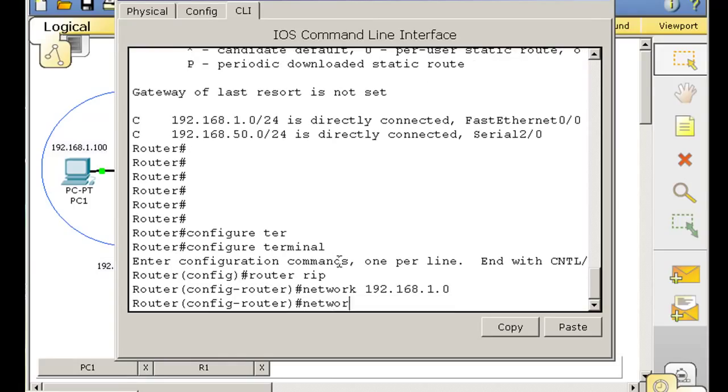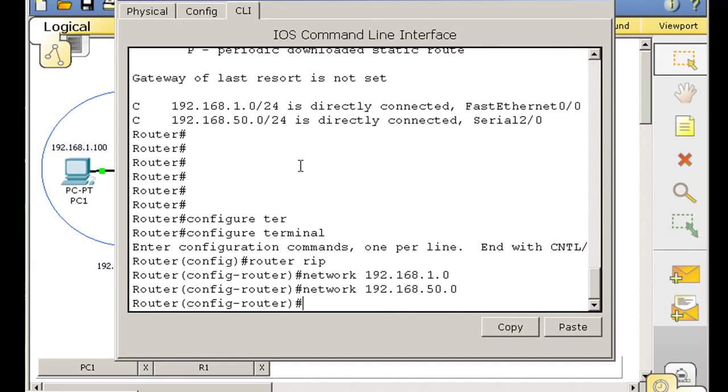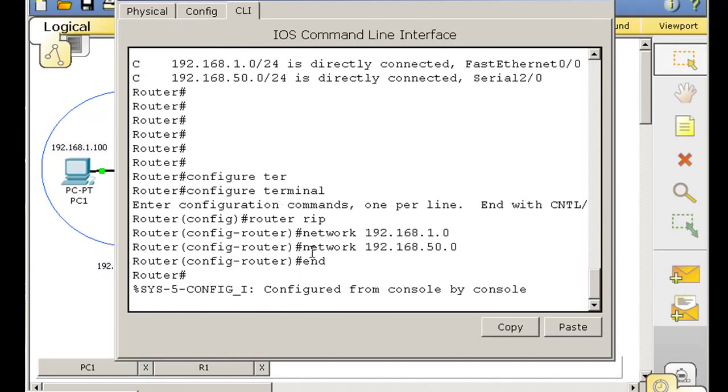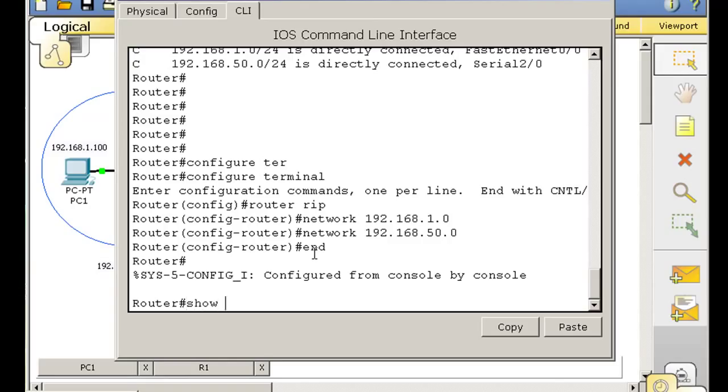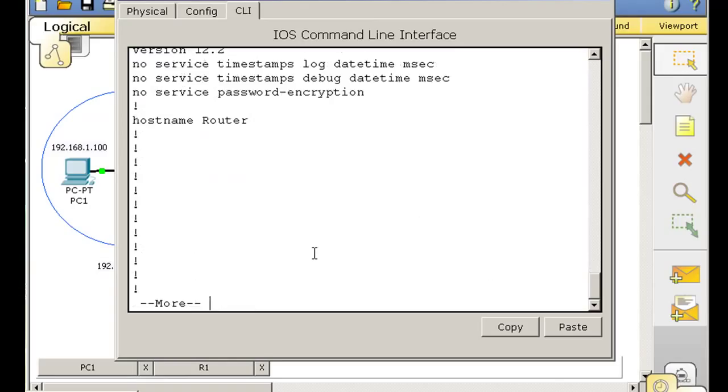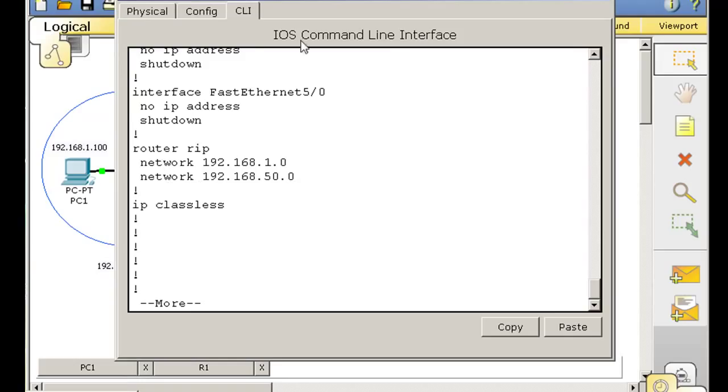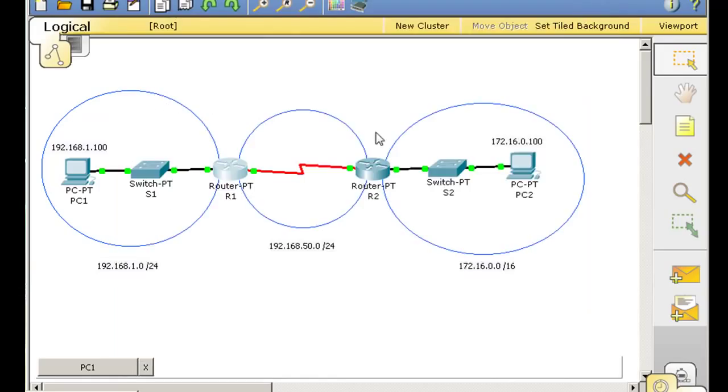And then I'll tell it about the 192.168.50.0 network. Now, these two networks are the networks that are on my connected interfaces for R1. This is R1 that we're talking about here, right? And then I'll type end. So now we have RIP configured. If we do a show run command, you'll see that now in the running configuration, it says router RIP, and then it has the two networks that are participating, the 1 and the 50, right? The two connected networks.